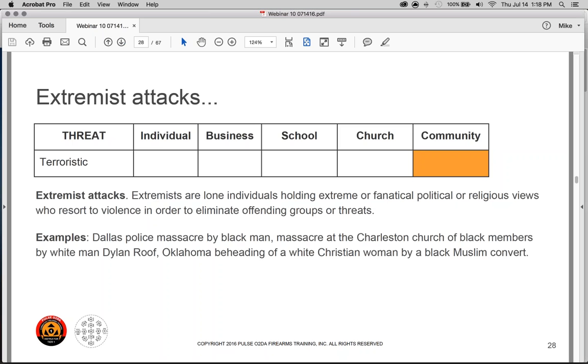Last but not least, there are extremist attacks. That should say extremist there in that slot. Extremist attacks are lone individuals holding extreme or fanatical political or religious views who resort to violence in order to eliminate offending groups or threats. Examples of this include the Dallas massacre, police massacre by a black man, the massacre of the Charleston church members, black members by a white man, the Oklahoma beheading of a white Christian woman by a black Muslim convert. Once again, these are primarily individuals or lone wolves acting on their own. While they can certainly target individuals, their attacks always impact the overall community.